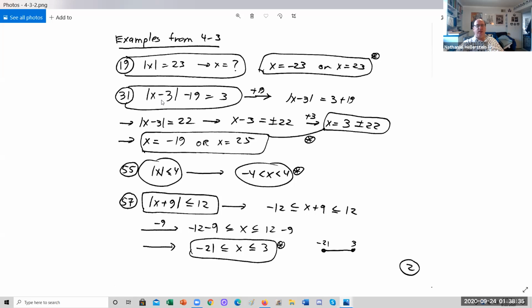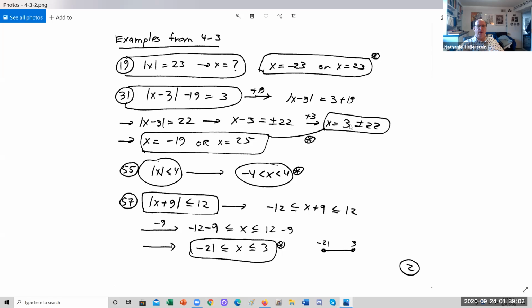Absolute value of x minus 3 minus 19 equals 3. To solve that, first we transpose the 19 by adding it to both sides. So absolute value of x minus 3 is 3 plus 19. Absolute value of x minus 3 is 22. So this quantity has absolute value 22, so x minus 3 is plus or minus 22. Next step is to add 3 to both sides.